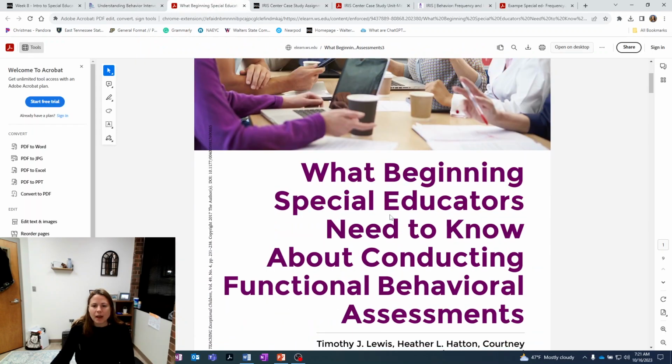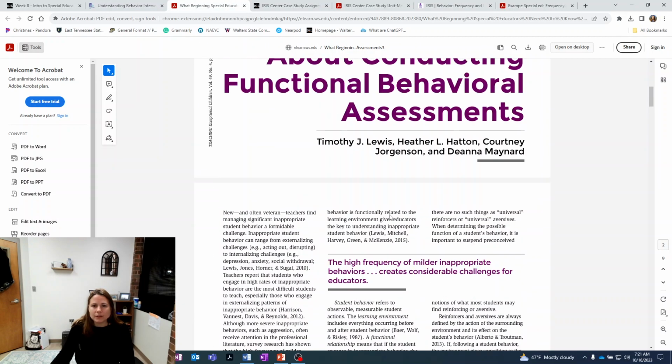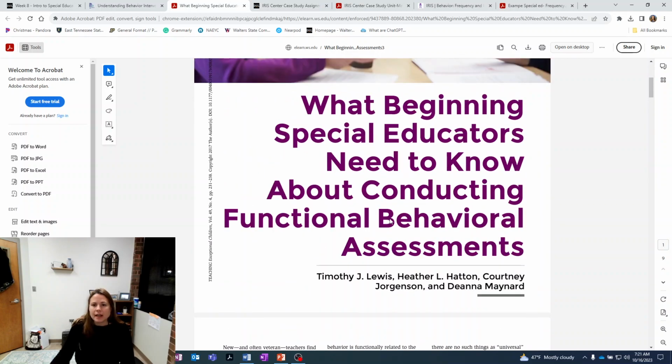Okay, so here's the RAD. I said there's an article to go with the RAD, the reading assignment discussion. It says what beginning special educators need to know about conducting functional behavior assessments.